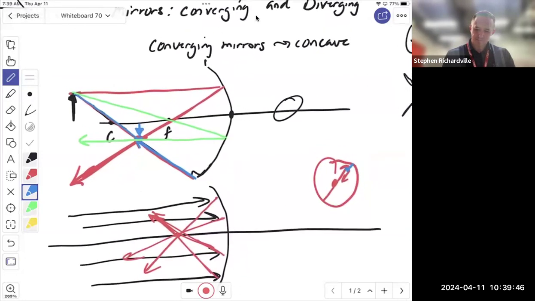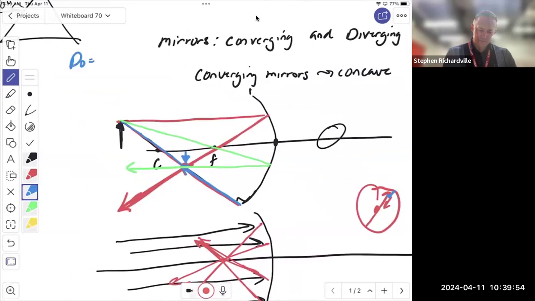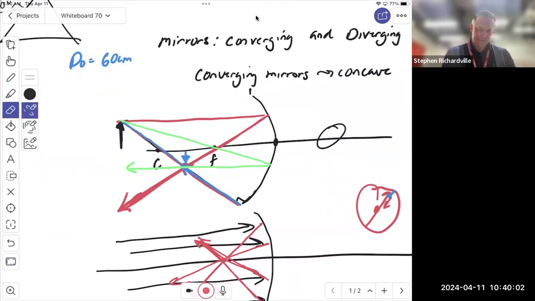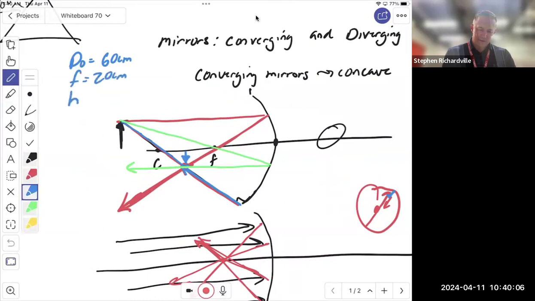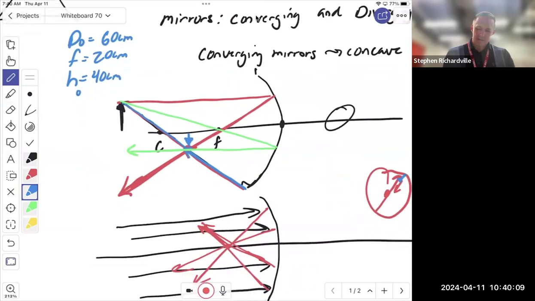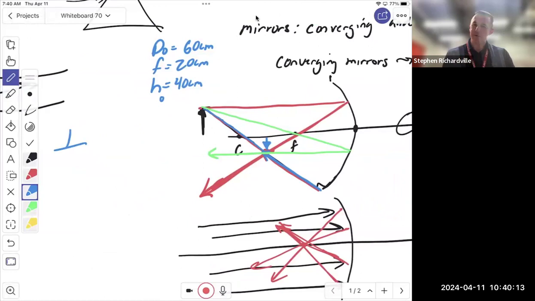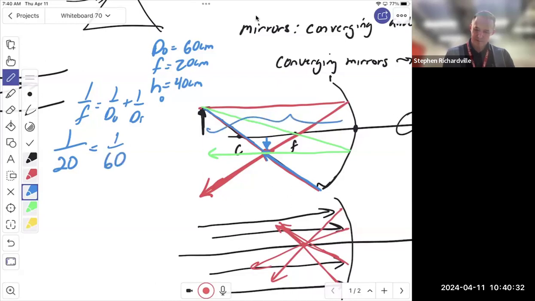So how do I do the math for this? It's the exact same as the other formula. So again, DO is 60 centimeters, we'll keep using these numbers. If the focal is 20 and the height is 40 centimeters, then I would use the exact same equation. But this time I don't use negative F. For anything converging, you're going to use the positive focal. So 1 over F equals 1 over DO plus 1 over DI. So 1 over 20 equals 1 over 60, 60 centimeters being this distance, 20 centimeters being that distance, plus 1 over DI, and I should get 15. No, 30.